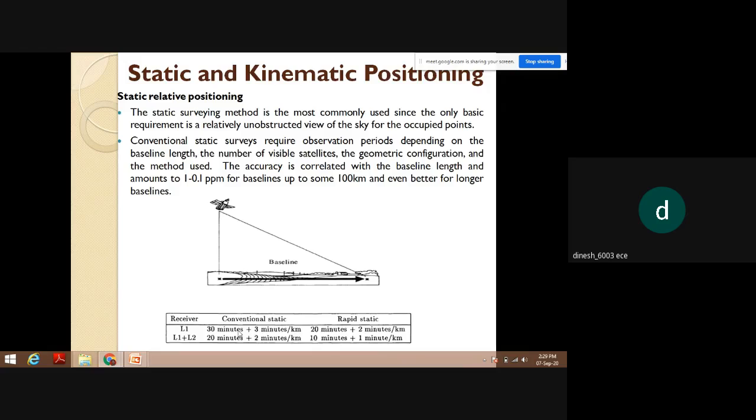So we have a conventional receiver L1, and we have receivers with L1, L2. If you use only the L1 band, the conventional static is 30 minutes plus 3 minutes per kilometer to wait, and if it is rapid, 20 minutes plus 2 minutes per kilometer. If you're going for L1 and L2 bands, conventional static is 20 minutes plus 2 minutes per kilometer, whereas rapid static is 10 minutes plus 1 minute per kilometer.